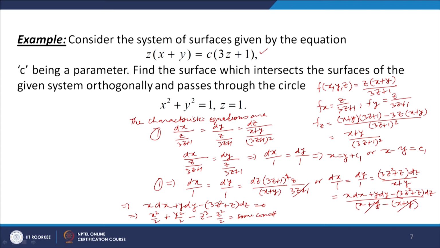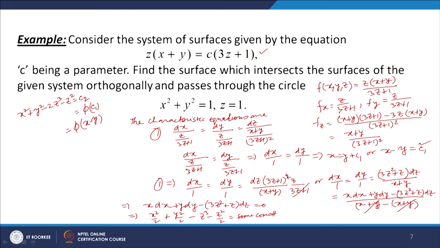Okay, multiplying by 2 I get another solution: x square plus y square minus 2z cube minus z square equal to some constant, let us say C2. Now C2 is phi of C1, where phi is an arbitrary function. So I can write it as phi of x minus y, because x minus y is equal to C1.